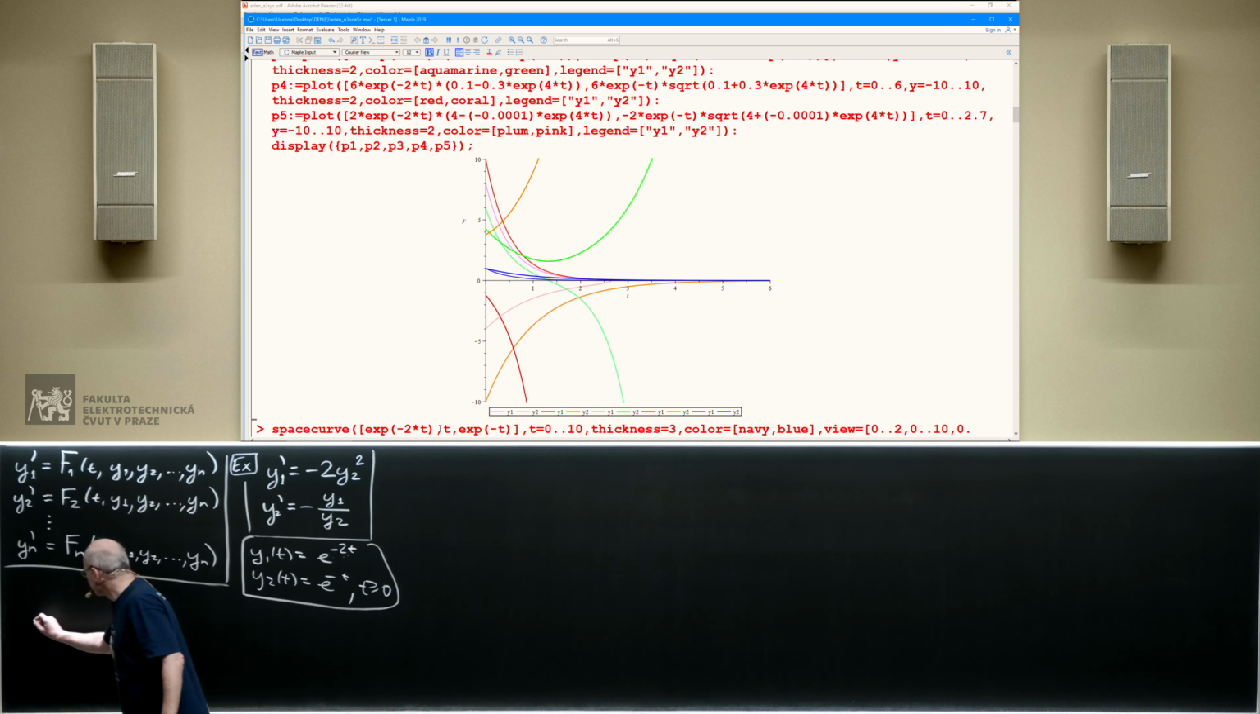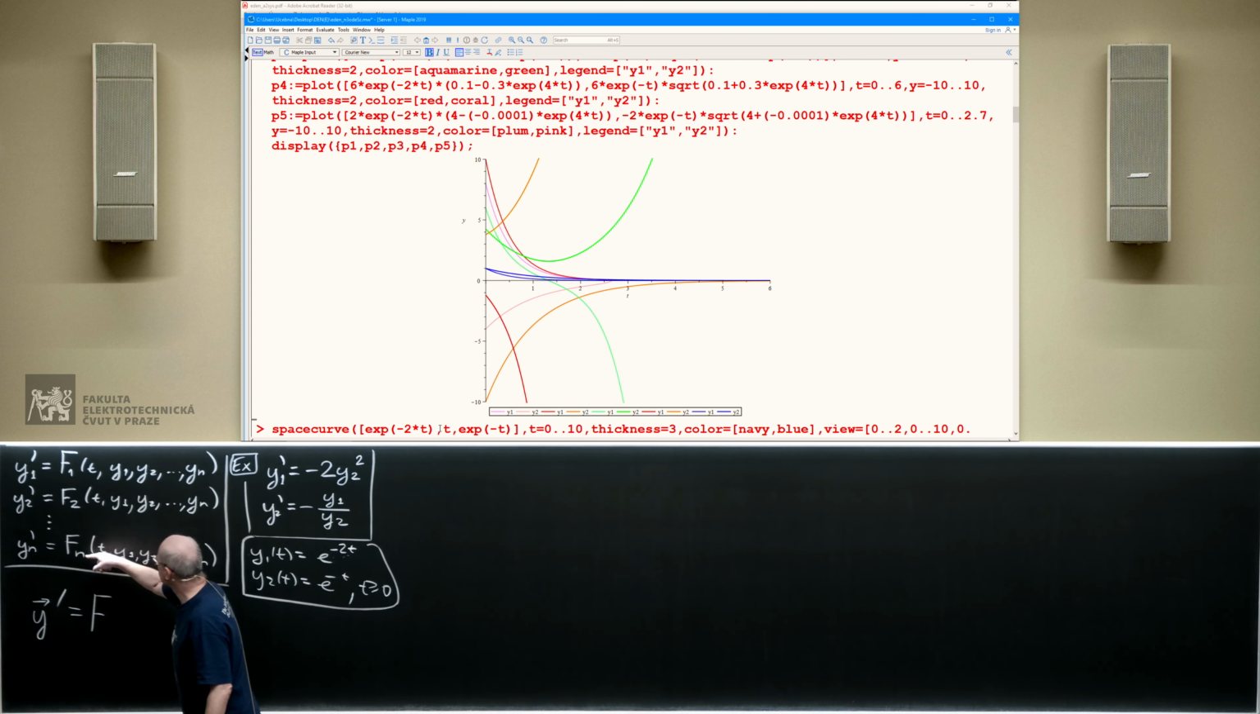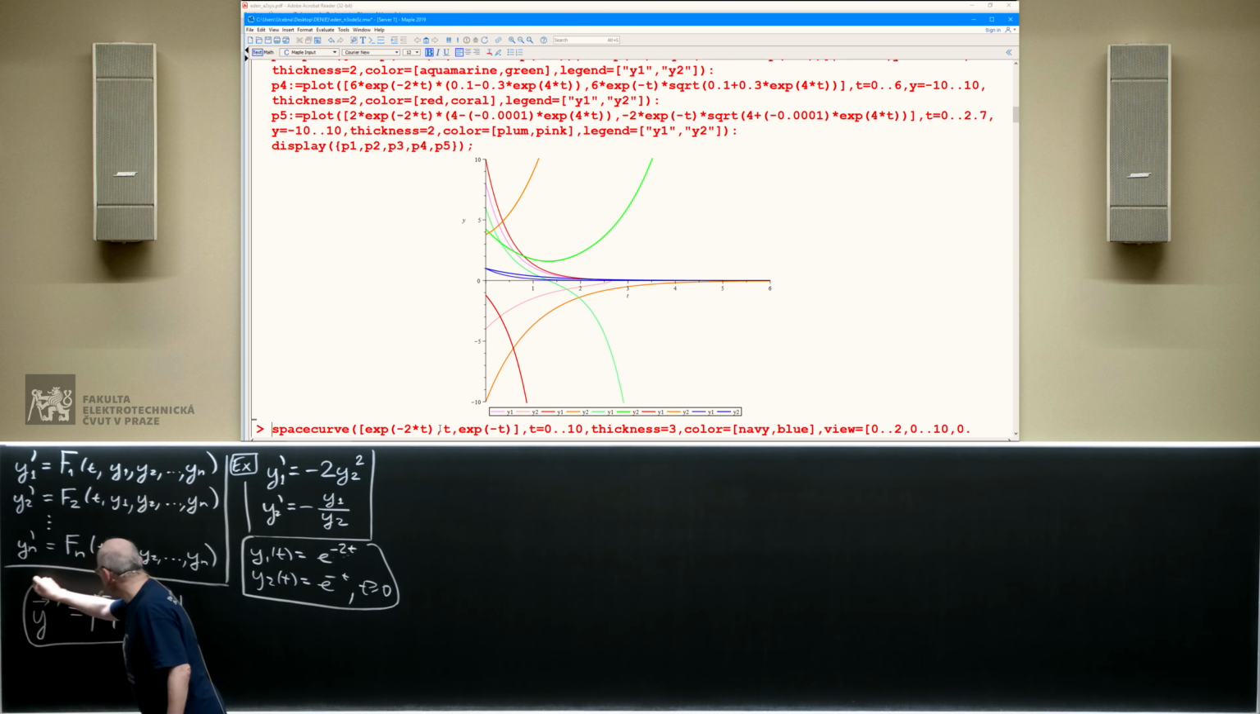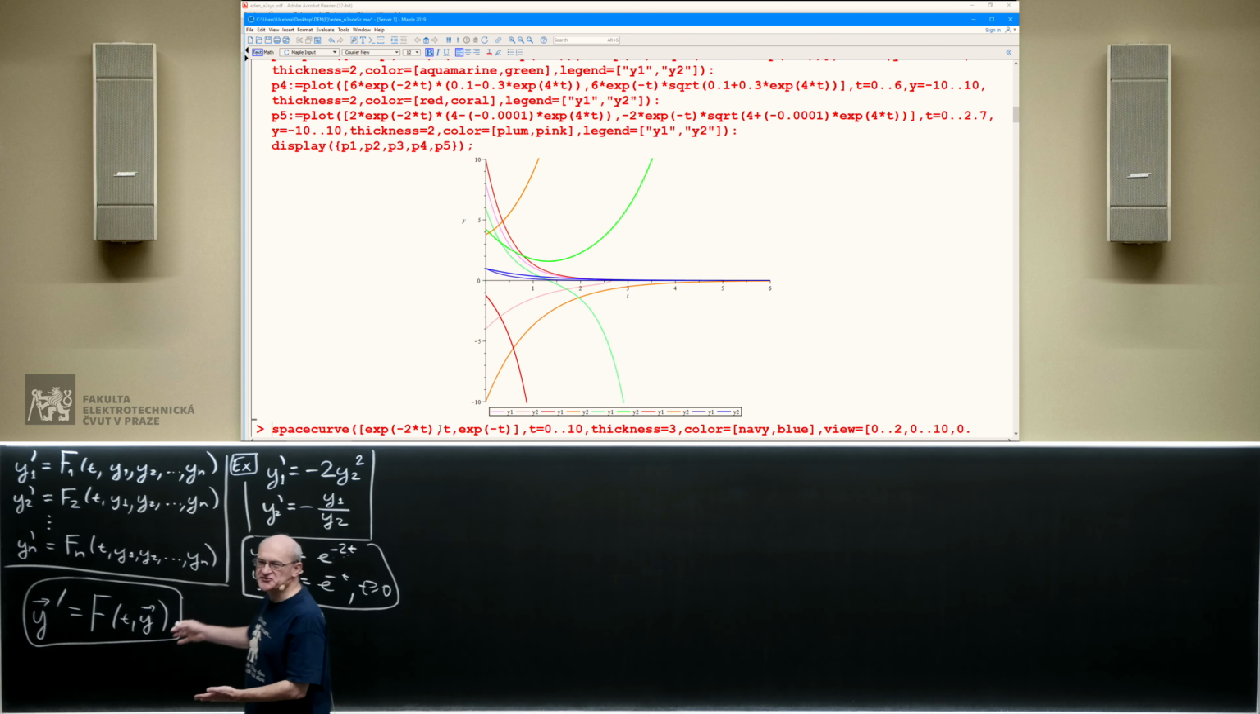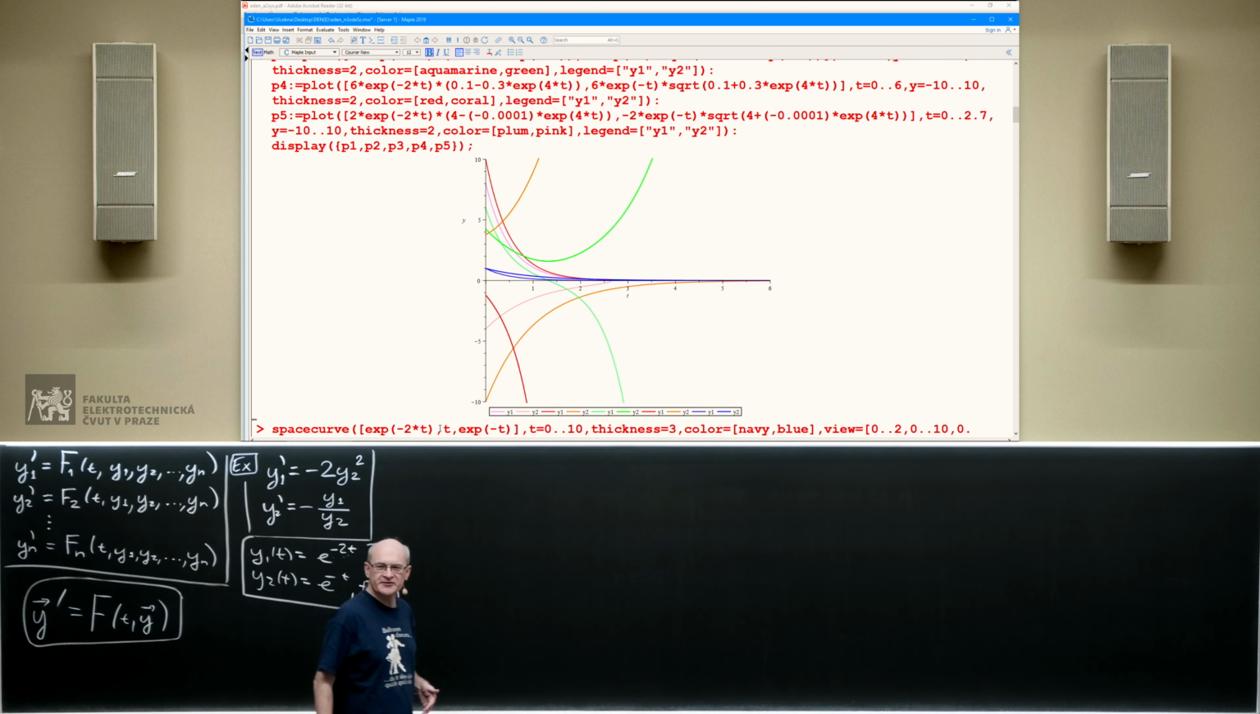Let's see. In general, the system looks like this. I have a vector of functions, and when I differentiate, I get a vector of functions. These guys form a vector with unknown t and y as a vector. So that's the vector form of this system. And by the way, if I erase those vector signs, those little arrows, this is exactly a general explicit first-order differential equation that we covered before at the start of this course. So there is a definite similarity.